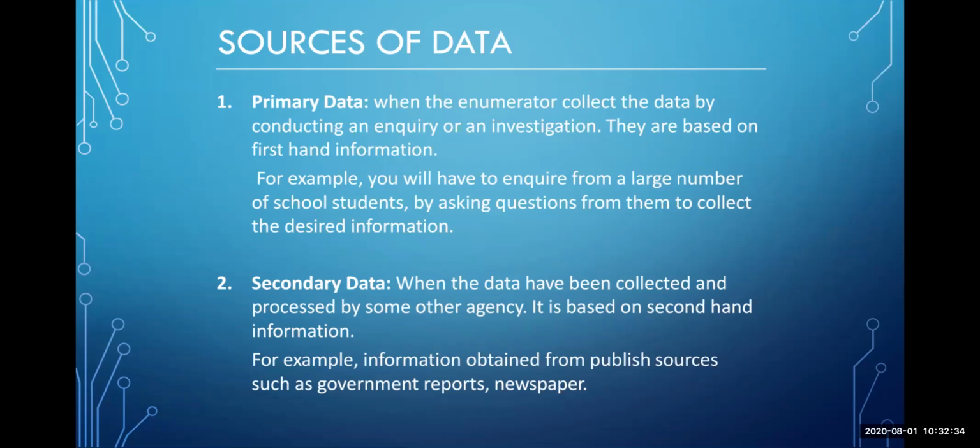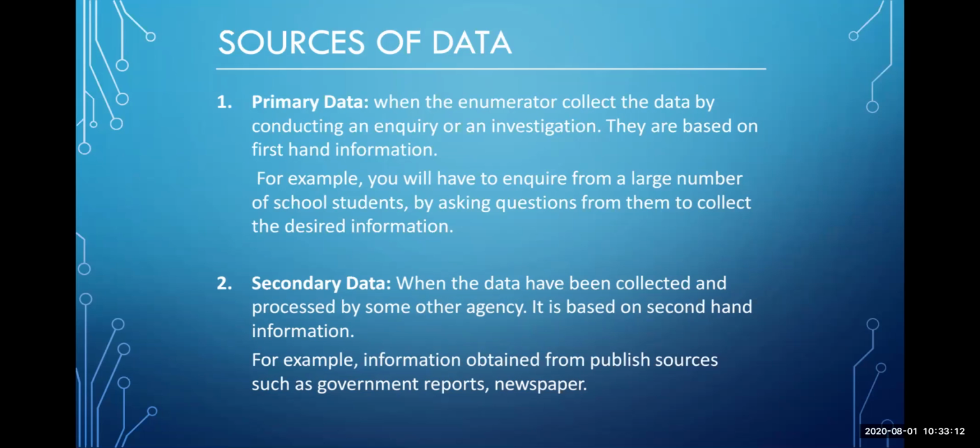And secondary data means the second-hand sources of data. Like when I collect the information by referring to various books or online, or when I go through certain websites to collect the statistical information, news, magazines. These are the secondary source of information. So when the data have been collected and processed by some other agency, then it is second-hand information. For example, information obtained from published sources such as government reports or newspapers.